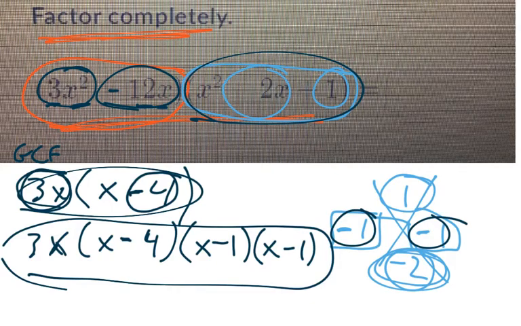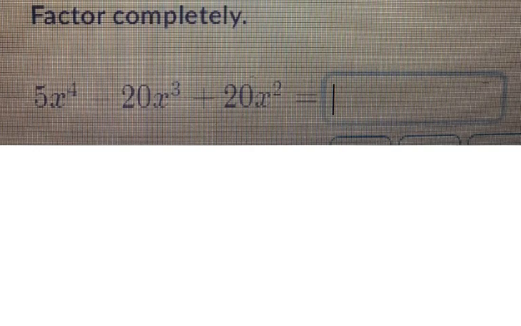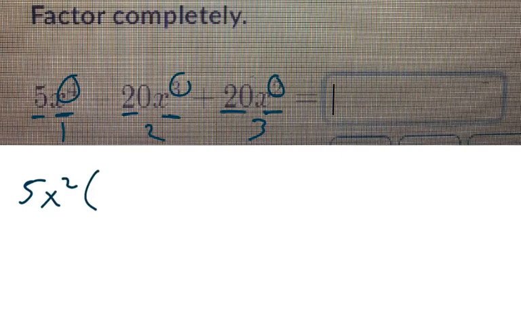All right, let's try another one. This time I see only 1, 2, 3 pieces, guys. So the first thing I notice is to look at the higher powers, right? I'm going to do a GCF. Now, let's look at the numbers first. Do you agree? 5 and 20 divide by 5. Now let's do the x's. x to the 4th, x cubed, x squared. All of them have an x squared in them. So 5x squared is my GCF.